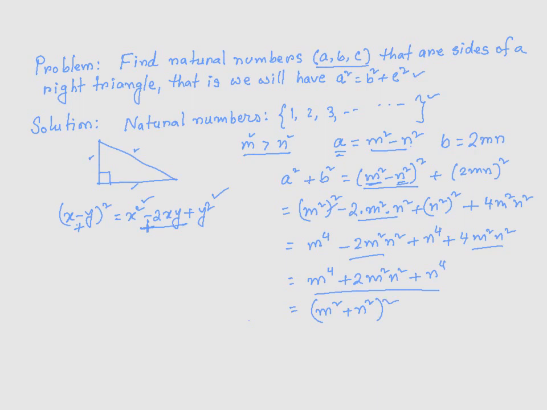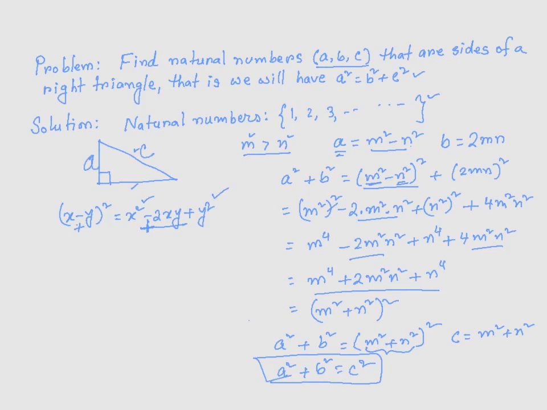So let's look at it. I found a square plus b square is equal to m square plus n square whole square. Remember, m square plus n square is an integer. So if I call c equal to m square plus n square, then I have a square plus b square is equal to c square, which is the Pythagorean theorem. So this is going to be my C, this is going to be my A, and this is going to be my B. This may sound a bit abstract, but this is a very easy and simple example.